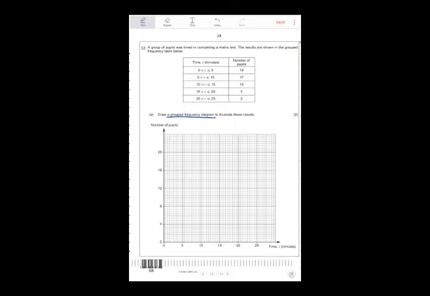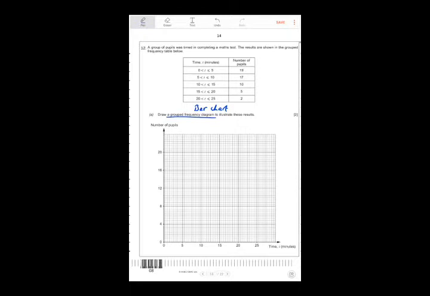The diagram is a bar chart. And the bars are touching because there's no gaps in the groups. It goes 0 to 5, 5 to 10, 10 to 15 and so on. The heights of the bars are the number of pupils, which is the frequency column here. The other type, the group frequency polygon, looks a bit like a mountain range drawn with straight lines, and we plot points from the midpoints of the group.